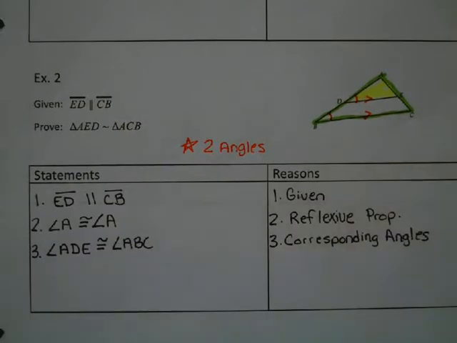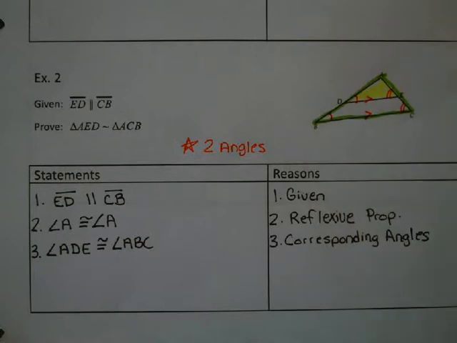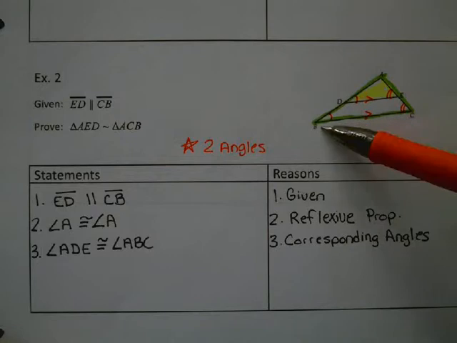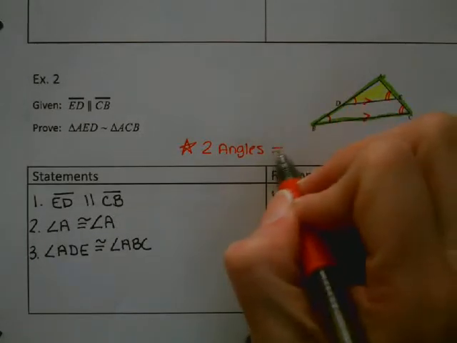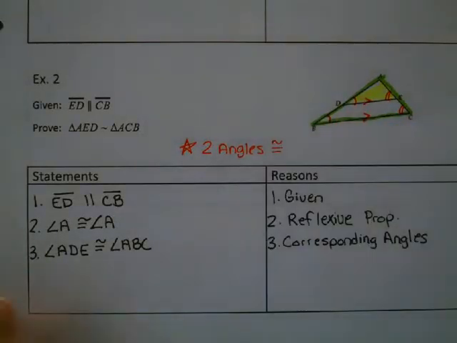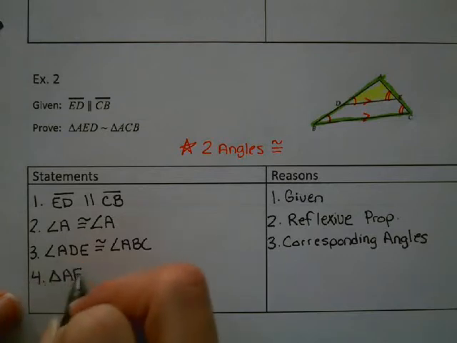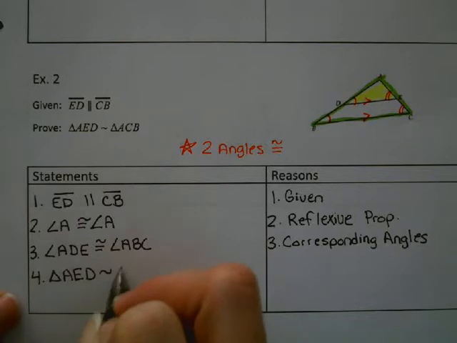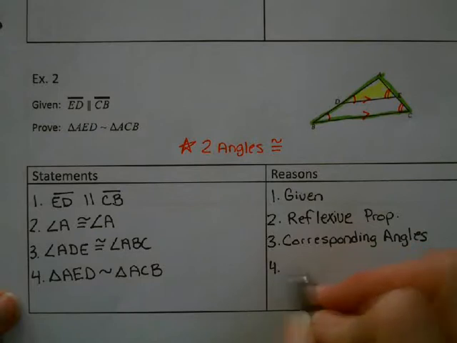Some people might not want to use reflexive at all, and you just use corresponding angles twice. That would totally be okay too, because these on this side are also corresponding angles. So you could do AED is congruent to ACB, and just have a corresponding, and then the triangles are similar because we have two congruent angles. But since we used reflexive on the last one, I thought maybe some of you might have recognized that as an option. So these two triangles are similar by angle-angle similarity.